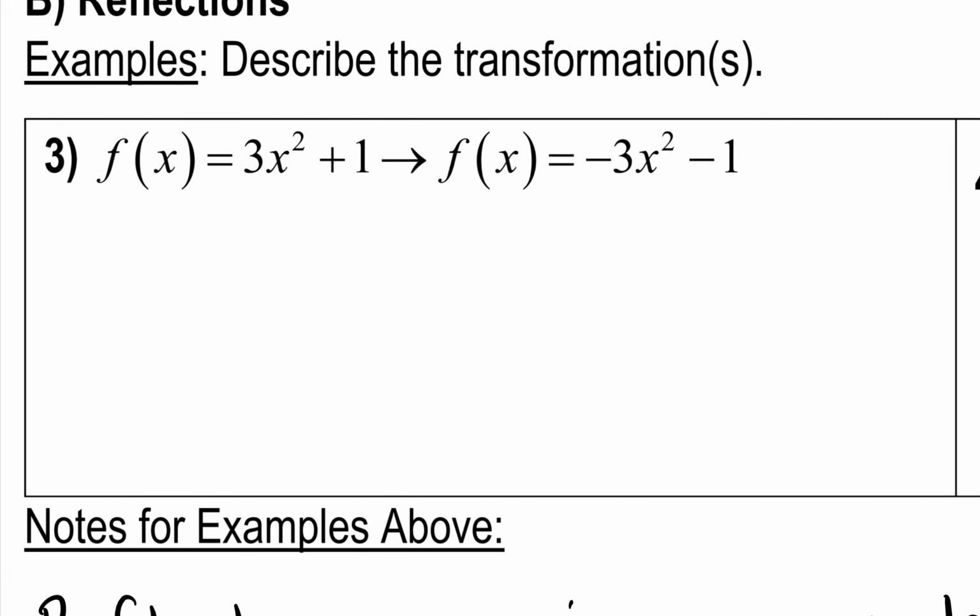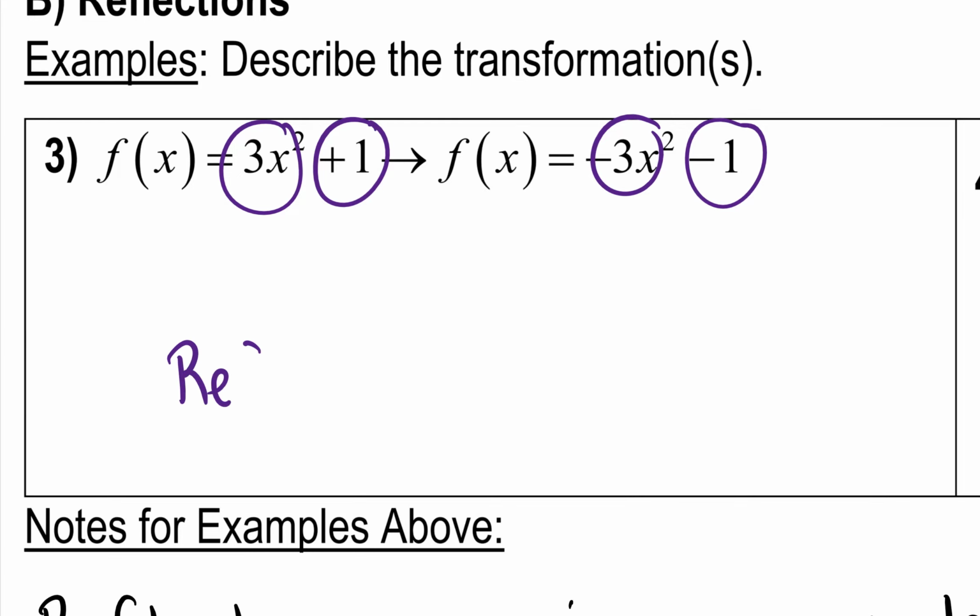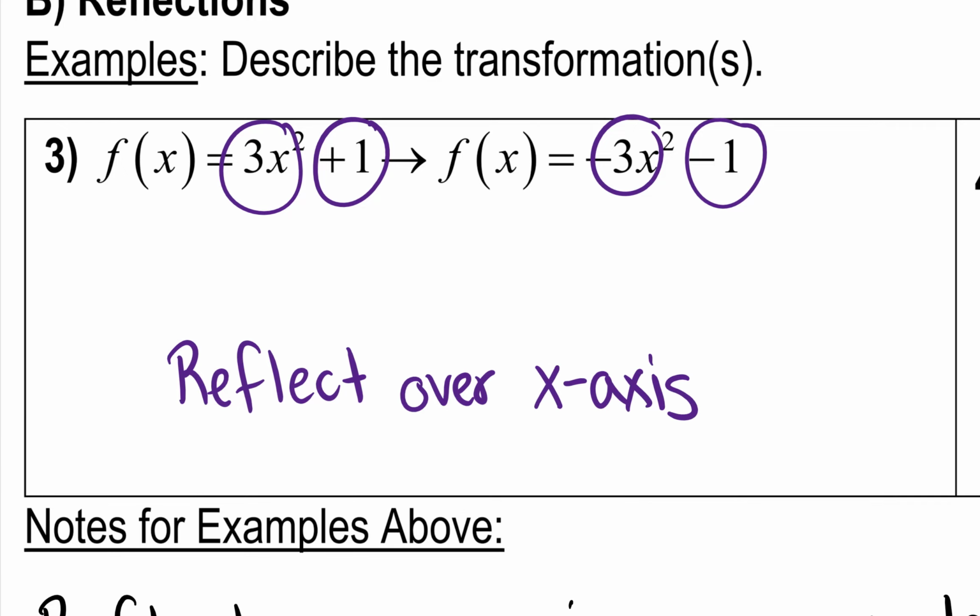Okay, so number 3. You have to pay attention very carefully, because these can be a little tricky if you don't. I have 3x squared and plus 1, so I need to compare. If I go from 3x squared to negative 3x squared, my x term changes, and if I go from plus 1 to minus 1, the 1 also changes. So everything changes signs, and since everything changes signs, I reflect over the x-axis. If it was just the 3x squared that changed, it would be over the y.